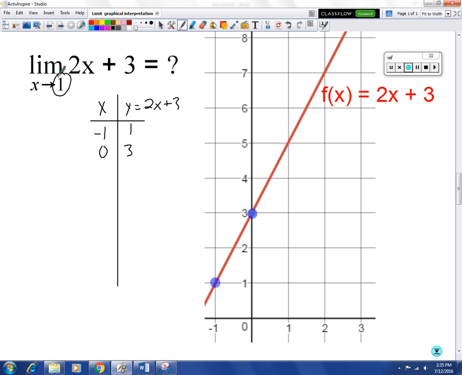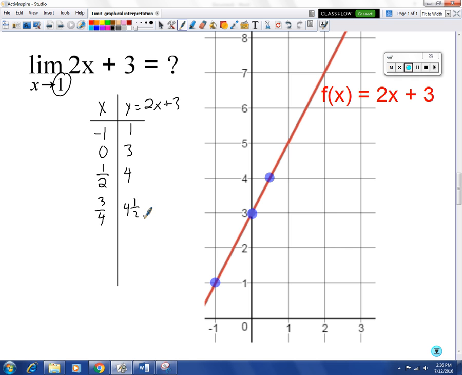Alright, so I don't want to use 1. So I want to get close to 1. So I'm going to actually go back to my fraction, use 1/2. 2 times a half is 1 plus 3. I get an answer of 4. So when I use a positive a half, I get an answer of 4. Alright, let's try 3/4. Okay, 2 times 3/4 is 6/4. 6/4 is the same as 1 and 2/4, which is 1 and 1/2. 1 and 1/2 plus 3 is 4 and a half.